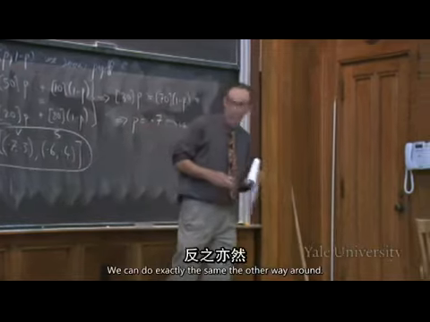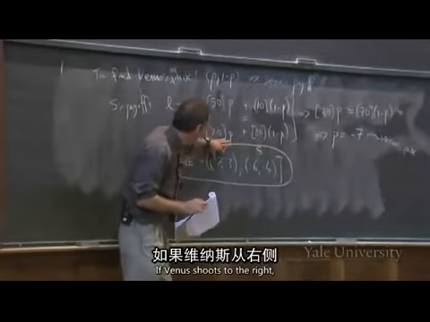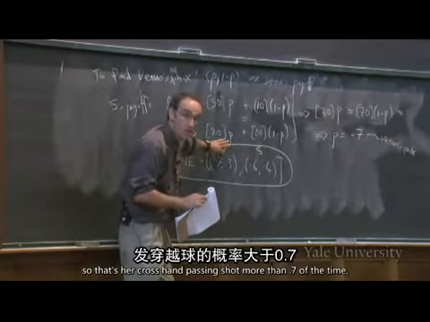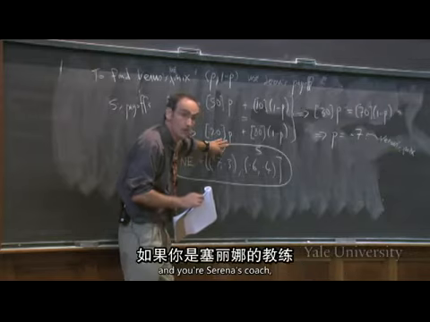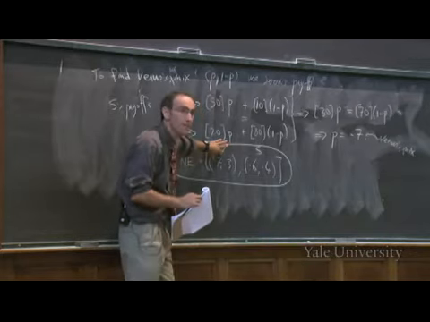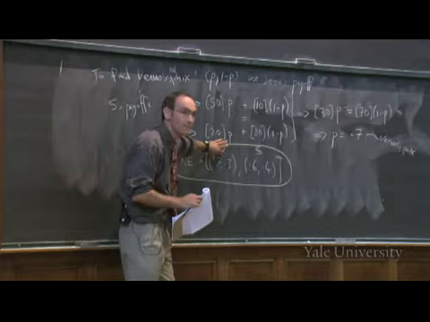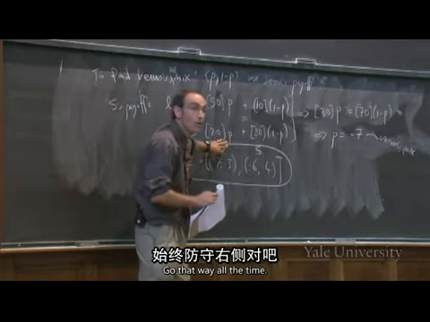And we can do exactly the same the other way around. If Venus shoots to the right, so does her cross-hand passing shot more than 0.7 of the time, and you're Serena's coach, what should you tell Serena to do? Yeah. Go that way all the time.